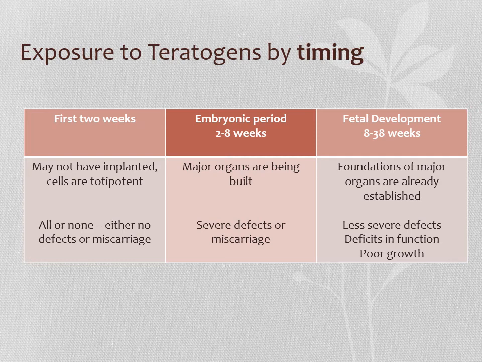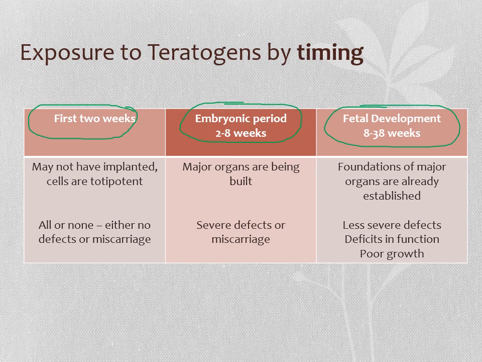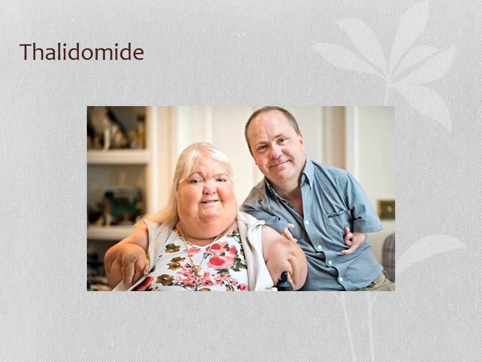So this is a summary chart of the same thing. Again, in the first 2 weeks, it's going to be an all or nothing phenomenon. Embryonic period exposure to teratogens, you're going to have severe defects or miscarriage. And then fetal development, you're going to have less severe defects or problems with function or growth. So thalidomide, because it was taken early in the pregnancy when the limb buds were forming and first developing, caused major structural defects. And that's it for 16A.